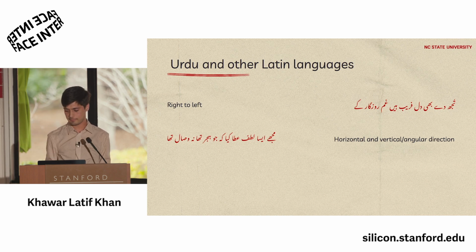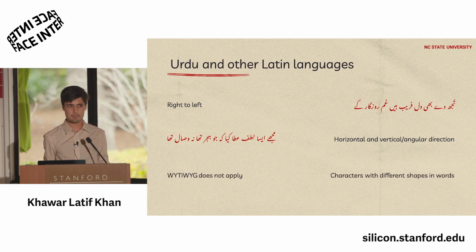creating that angular thing here. And then the what-you-type-is-what-you-get principle, as you call it, does not really apply for the Urdu language if you're using a keyboard that has characters on it, because it is more of a shape-based language. So when characters join together, they change shapes. They can take different shapes in different places of the words.